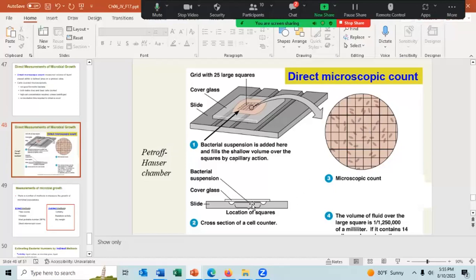That's usually the way a gridded slide works. And there you can see the slide with a cover slip, and the slide is designed so that there will be a specific volume underneath that slide. And it's even designed so that under this grid, it's a specific volume of something like 1 microliter.